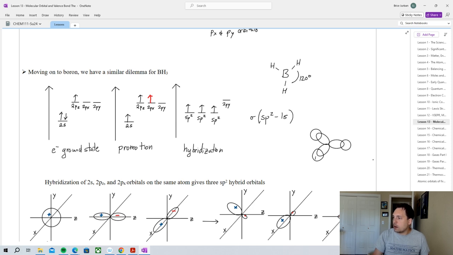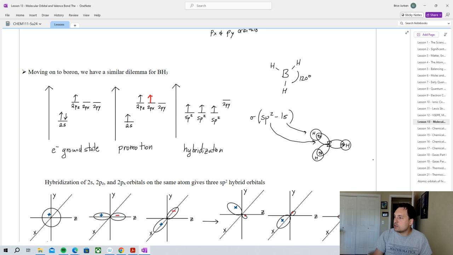Okay, so these would be your hydrogen atoms, and then in the middle is your boron. The sigma bonds are the sharing of the electrons here: one electron from the hydrogen 1s orbitals, and then the overlap from the sp2 hybrid orbitals here.